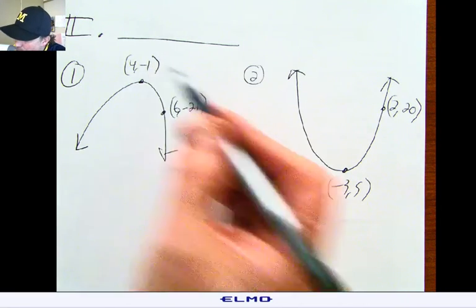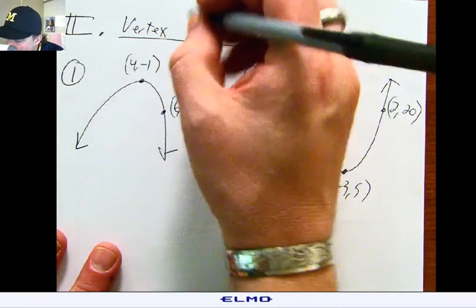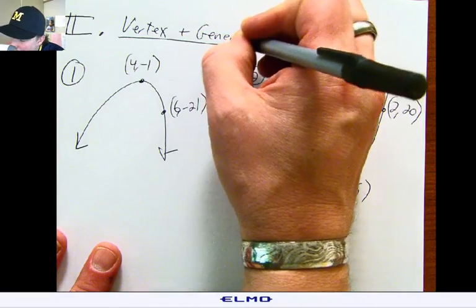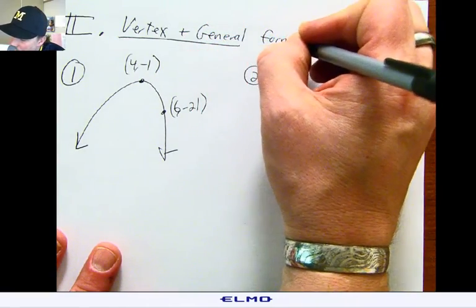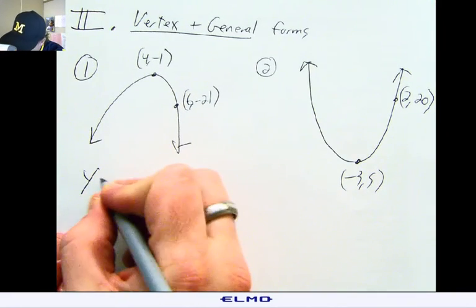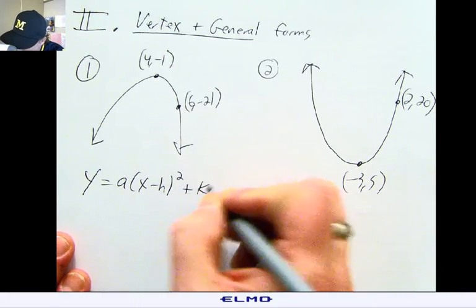Seems that they're giving us the vertex. And because they're giving us the vertex, we're going to want to do these ones in vertex and then also general forms. So I first like to write the equation out. So y equals a times x minus h quantity squared plus k.